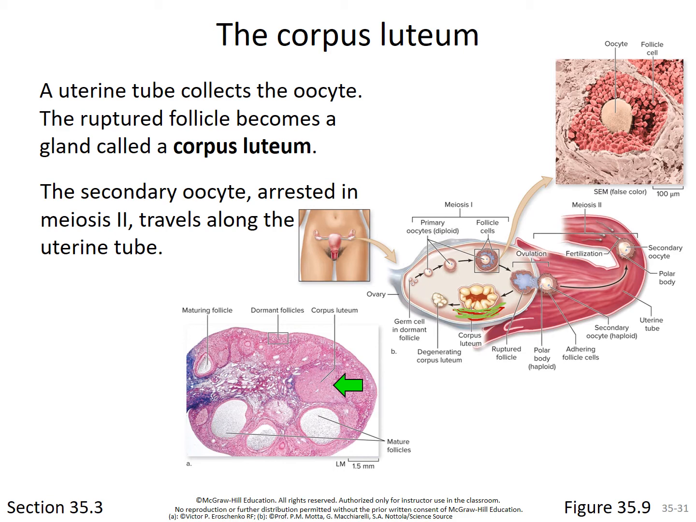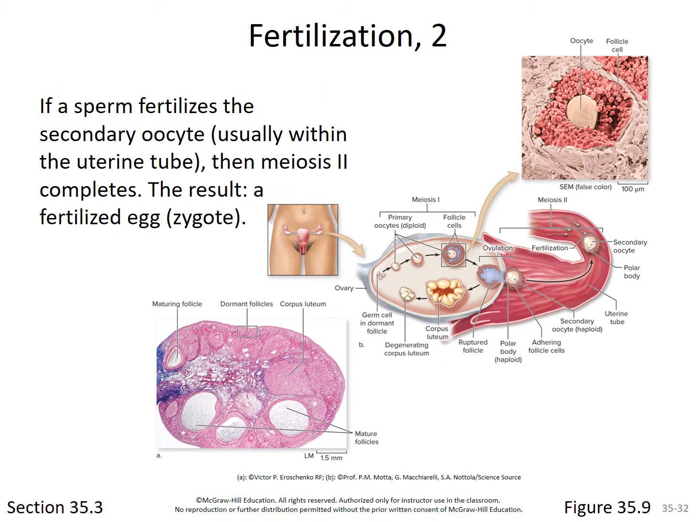Okay, so the secondary oocyte sort of freezes in meiosis 2. And as it's frozen, it will travel along the uterine tube. Now, what happens to the oocyte depends on whether fertilization happens or not. So if fertilization doesn't happen, the oocyte never completes that meiosis 2. If fertilization happens, then meiosis 2 actually completes after the sperm nucleus has entered the egg cell.